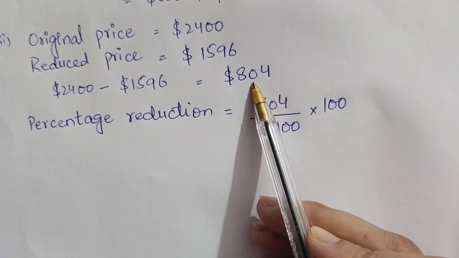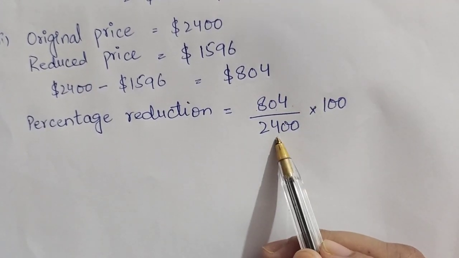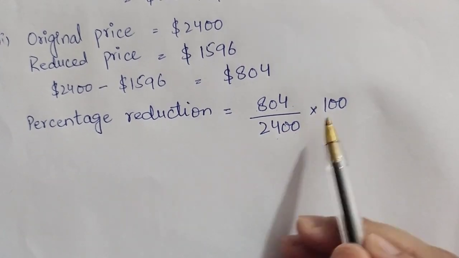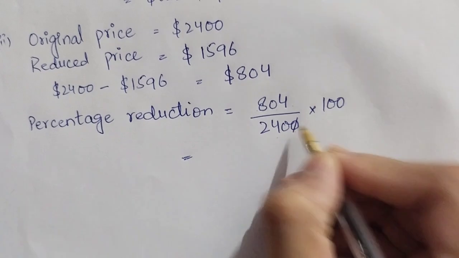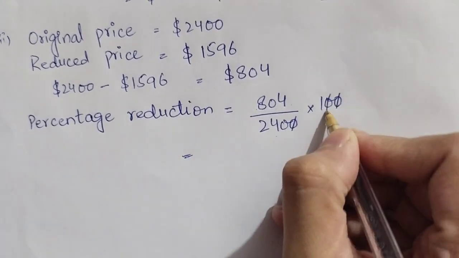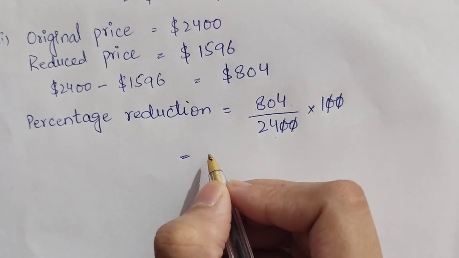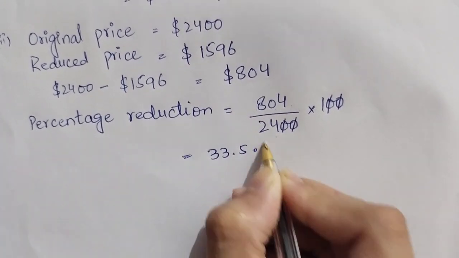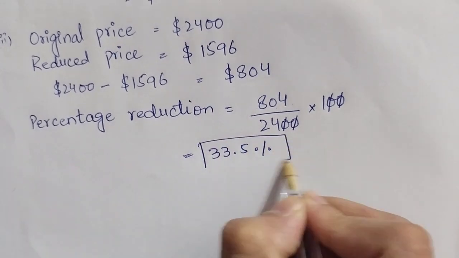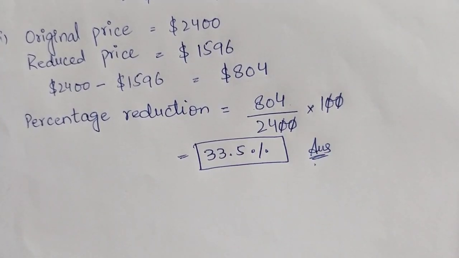The amount which is reduced is 804, divided by the original amount, which is 2,400, and multiply by 100 to get the answer in percentage. After simplifying, 804 divided by 24 gives the answer 33.5%. So this is your answer. You have to find the percentage reduction, which we have calculated.